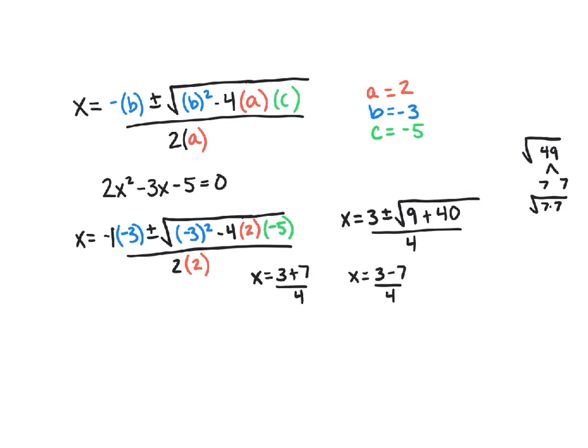So this time the numbers aren't as pretty at the end. We're going to get x equals 10 over 4 or 5 over 2. And x equals, so 3 minus 7 would give us negative 4, and negative 4 over 4 would give us negative 1. So these are my two answers for this problem.